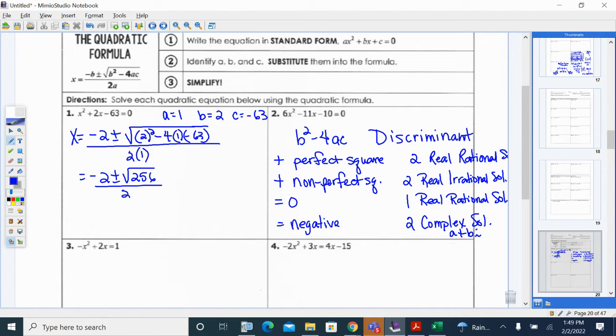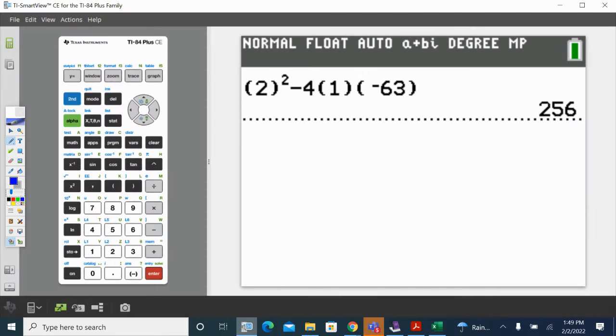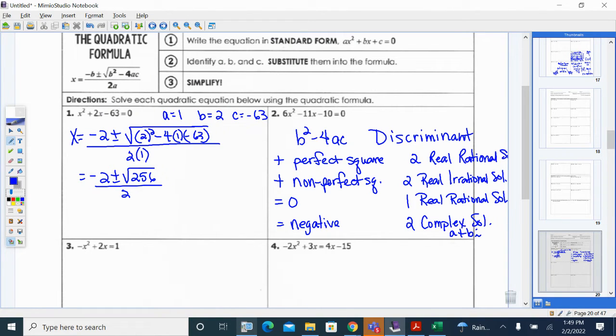Now the question is, is 256 a perfect square? If I take the square root of 256, I'm going to get 16. So my discriminant is positive and it's a perfect square. So I'm going to have two real rational solutions. I'm going to rewrite this again as negative 2 plus or minus the square root of 256, which was 16, divided by 2. Now, how do I find what those two real rational solutions are?